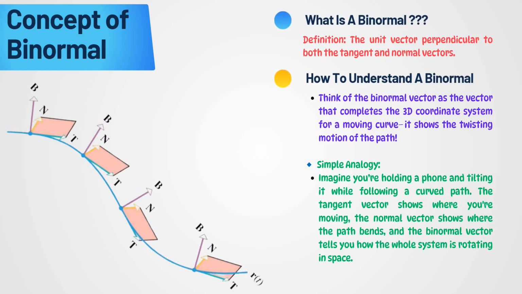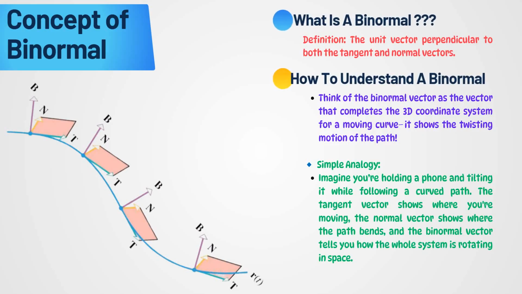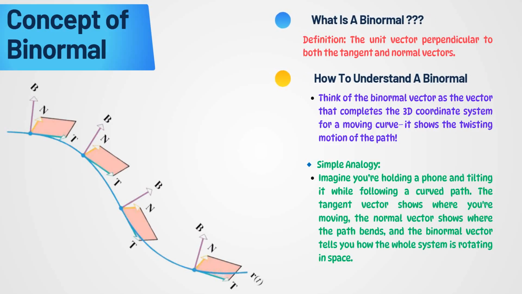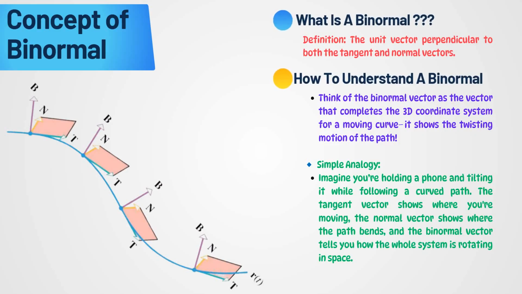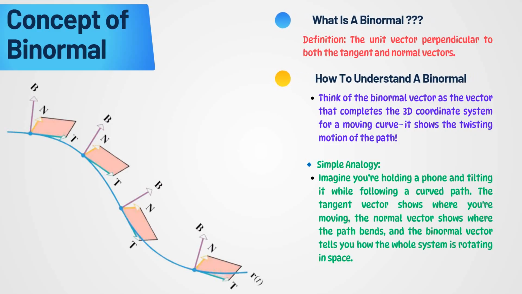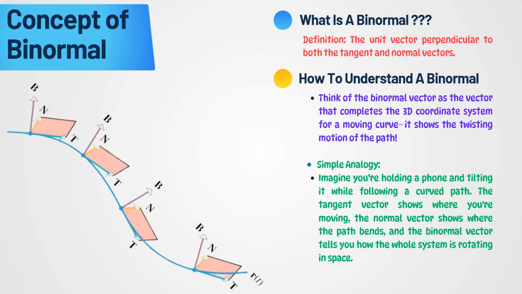Now observe the curve illustration given. It shows the relationship between tangent vector, normal vector, and binormal vector. T, tangent vector, points along the curve's direction. N, normal vector, shows the direction of bending. B, binormal vector, perpendicular to both, indicating the twist in motion.